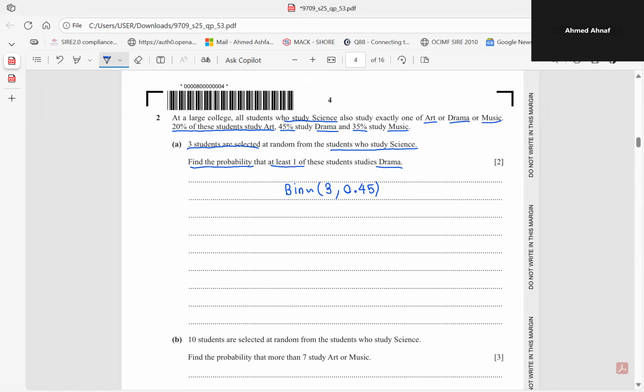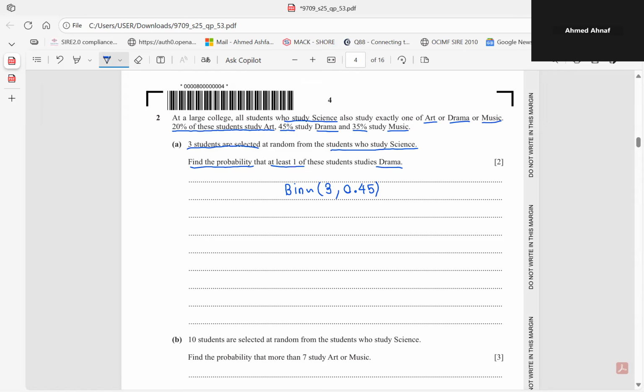And how do you know that it's a binomial distribution? Well, we're given a fixed number of trials in here. And within this number of trials, we have to have a certain number of successes. So in this case, our trial number is 3, and we have to see what's the probability that at least one succeeds, in this case, studies drama. So I hope it's clear that there's a distribution that we have to use.